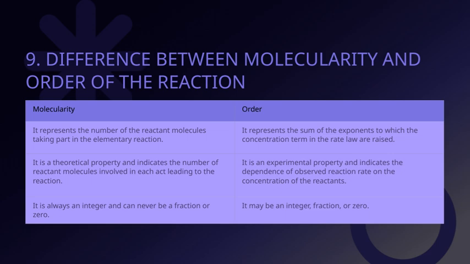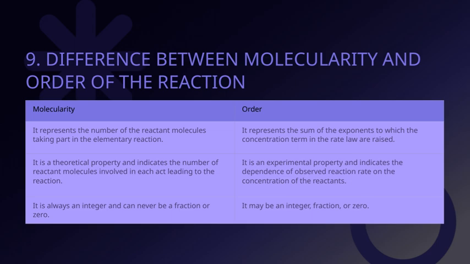Molecularity refers to the number of reactant molecules involved in an elementary step of the reaction. It's a theoretical concept, meaning it's based on the reaction mechanism itself. For example, if a step involves two molecules colliding, it's bimolecular. It's always an integer, so it can't be zero or a fraction.